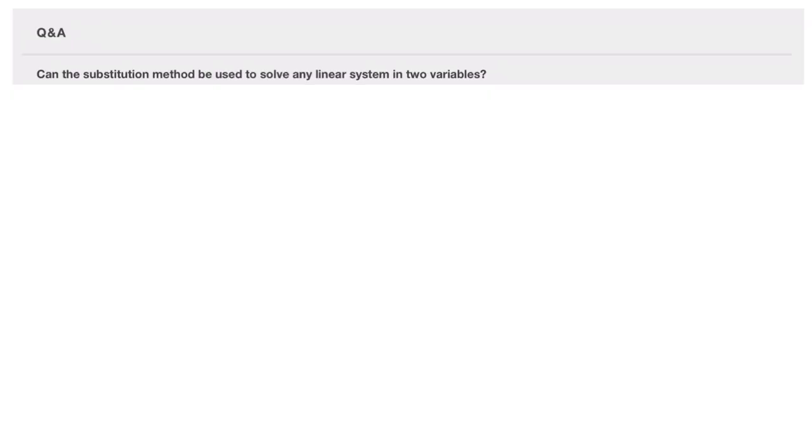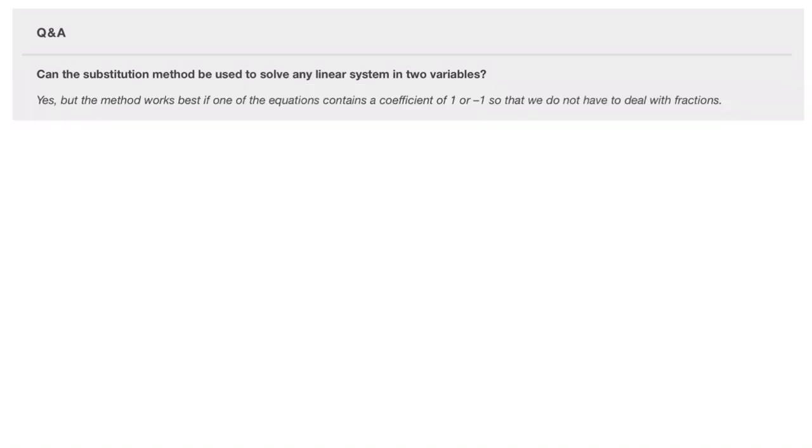Can the substitution method be used to solve any linear system in two variables? I would say yes. I don't see why not. What about vertical? Like maybe not if we're doing vertical and horizontal. Let me see. Yes, but the method works best if one of the equations contains a coefficient of 1 or -1, so we don't have to deal with fractions. Okay, that's fine.